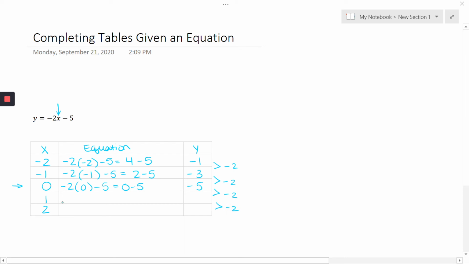So let's see. I'm going to plug in here my -2 times, now it's a +1, minus 5. So I get -2 minus 5, which is -7. So far that works. Next one, -2 times +2 minus 5, or -4 minus 5, gets me -9. And again, that does work.